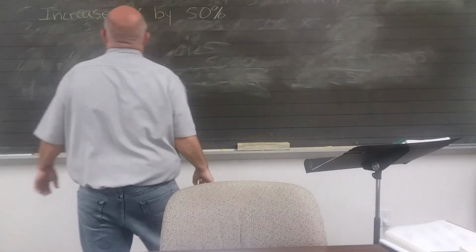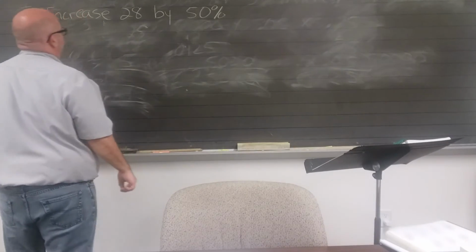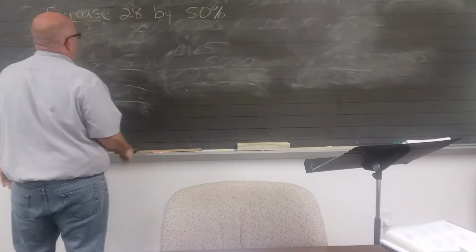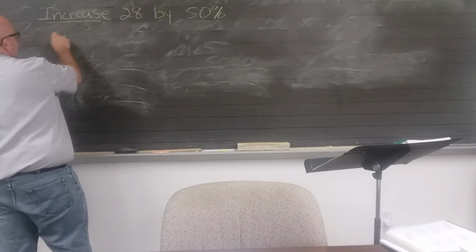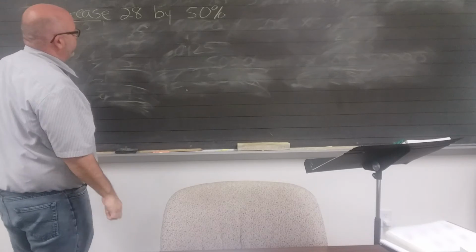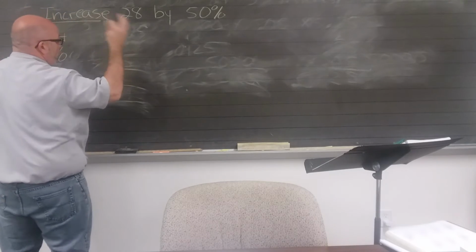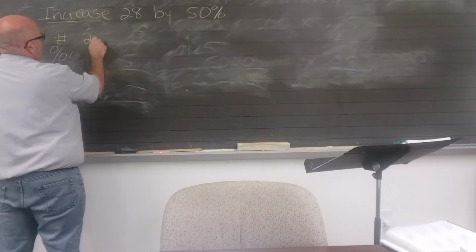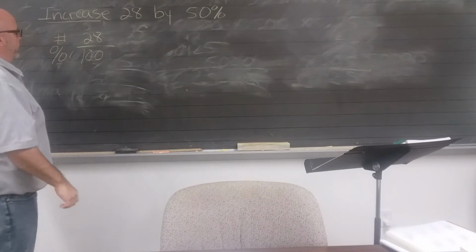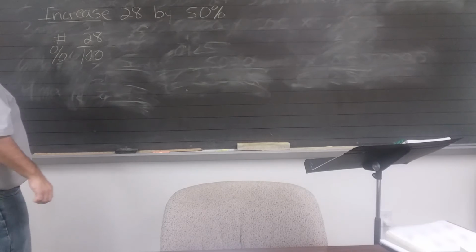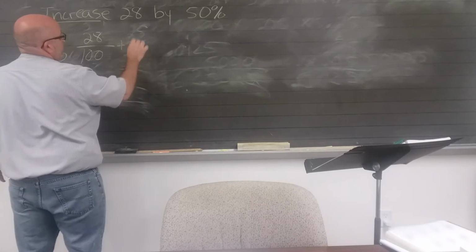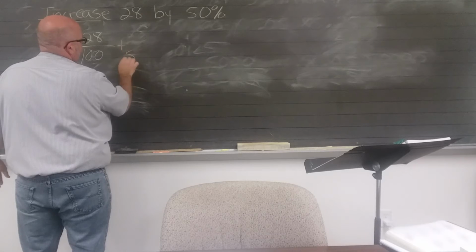Increase 28 by 50%. So we're going to have numbers and percents. And in this case, your 28 is all of something. So you have your 28, you have your number over the percent that it represents. 28 is all of something. So you have 28 over 100. You increase, that means you're plus 50%.